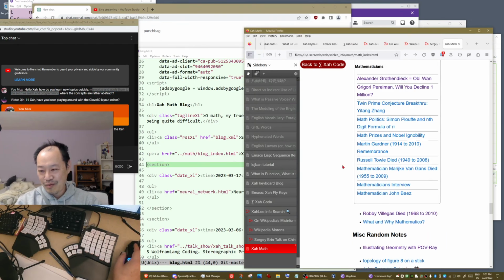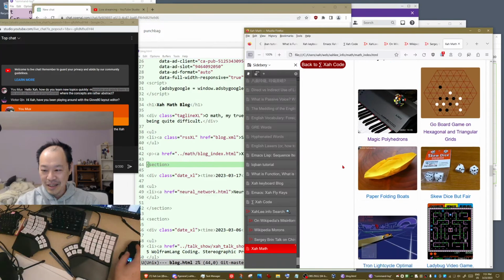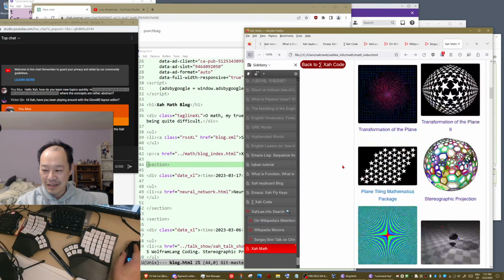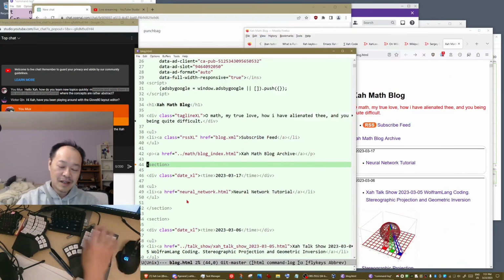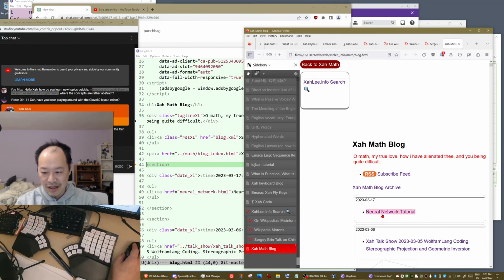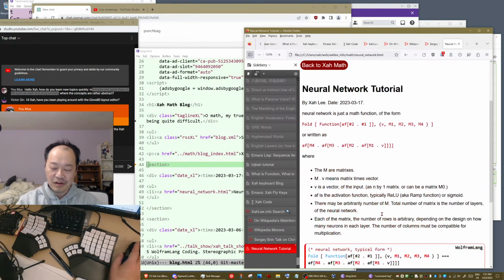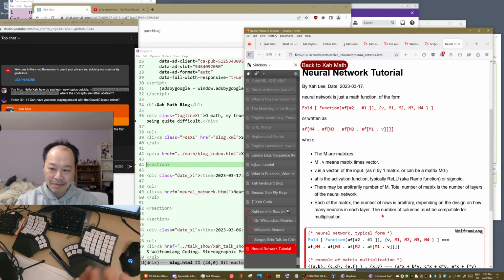Okay, so what was I saying before? Okay, I forgot. Oh yeah, neural networks. I never studied it before. In terms of mathematics, a neural network is just this formula. It's just this single formula. Basically a nested function of matrices, matrix multiplication.